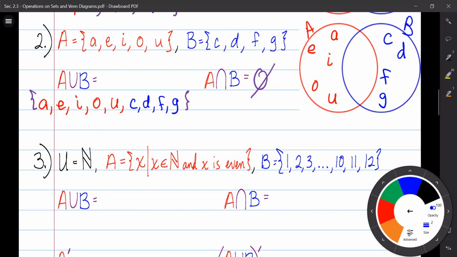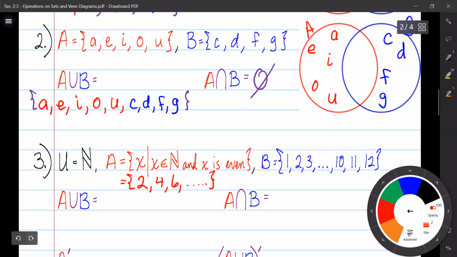All right, number 3. So the universal set is defined to be the set of all natural numbers. And then A is the set of all even numbers. And B is numbers 1 through 12. So for A, we could also write it out using the roster method, sort of. We could just say 2, 4, 6, dot dot dot. If you want to write it out that way, we can do that.